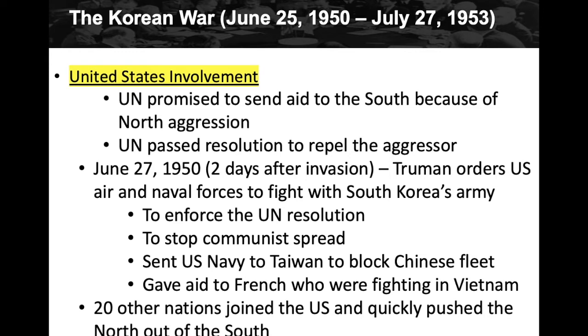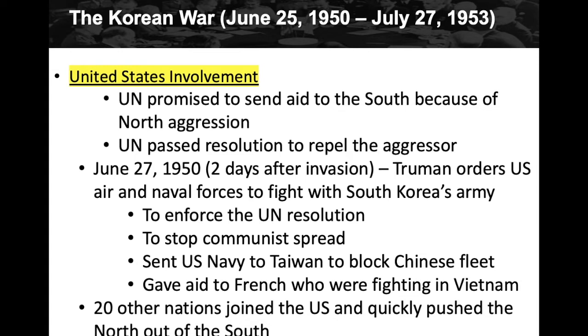So it kind of expands out, as you can see there. During this time period, the United States is still heavily involved in Japan with the occupation of Japan and basically Japan being rebuilt. And so they had to go further south in Japan to Taiwan to block the Chinese fleet. And then giving aid to the French who were fighting in Vietnam, and that's going to flare up in the 1960s for the United States with the Vietnam War.